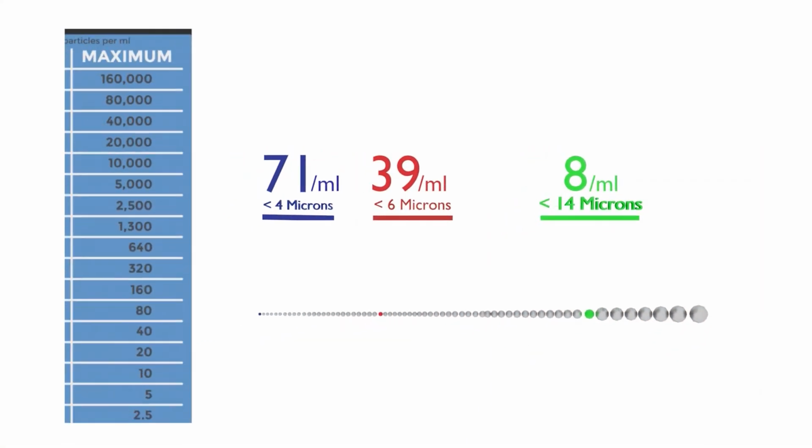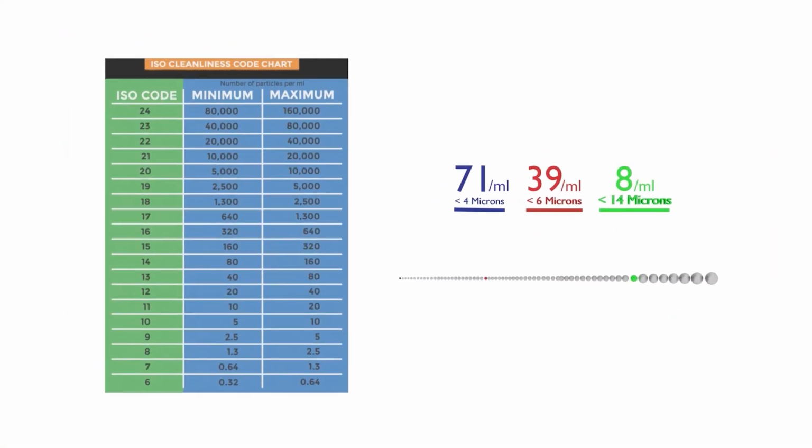Each of these counts are then compared to a universally agreed upon ISO cleanliness chart with specified minimum and maximum particles per milliliter ranges correlated to a specific ISO cleanliness number. For instance, in this example, the greater than 4 micron count of 71 particles per milliliter falls in the range between 40 and 80 and is therefore assigned the ISO code of 13.